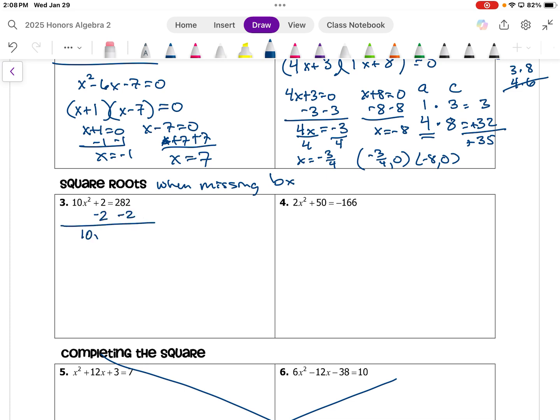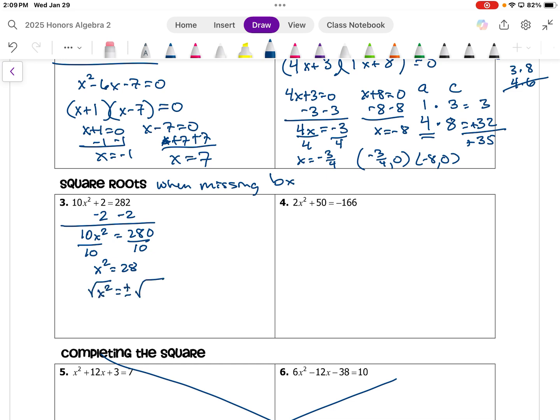And I get 10x squared equals 280. I then divide both sides by 10. I've now isolated the square root. Now I get to take the square root of both sides. Now 28 is not a perfect square. That's okay. We're big kids.